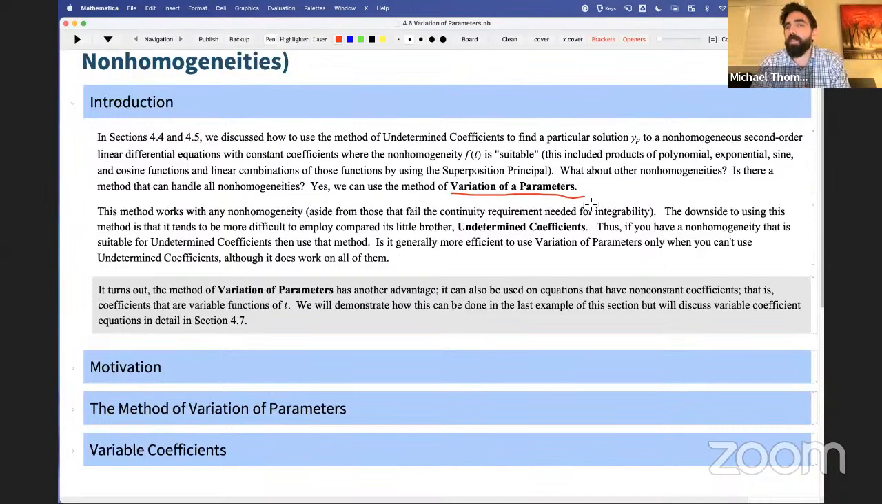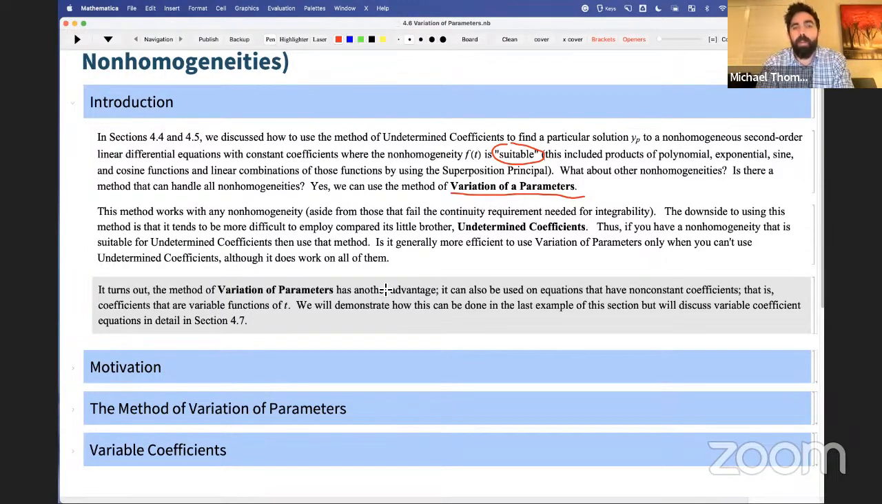Well, the reason is that undetermined coefficients is generally a lot easier. The drawback is that it only applies to suitable non-homogeneities. So as a general rule, use undetermined coefficients when you can. But if you have to use variation of parameters, you have it available. If the non-homogeneity is not suitable or not a linear combination of suitables, then you're going to have to use variation of parameters.